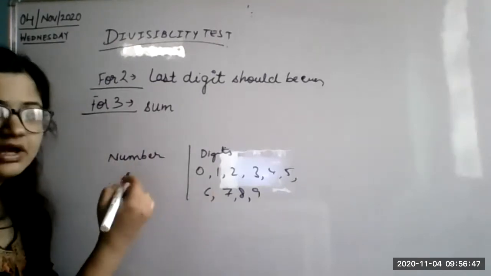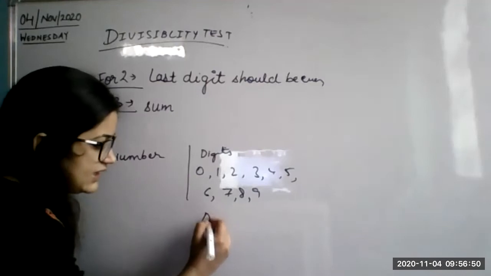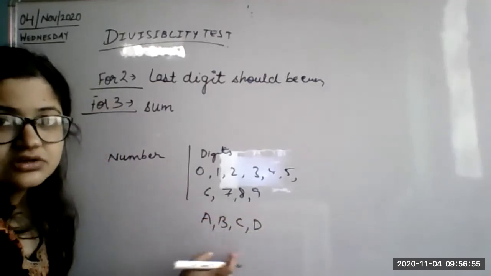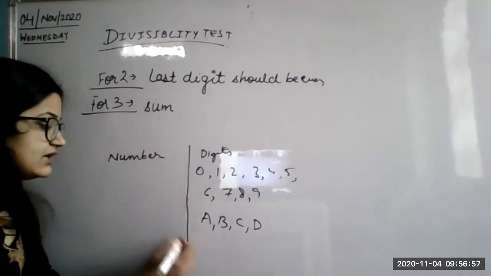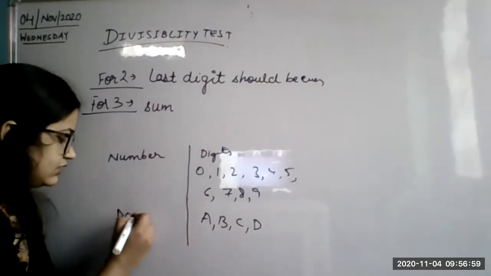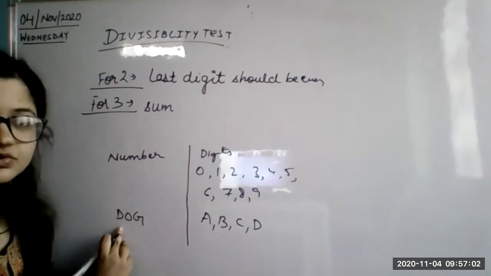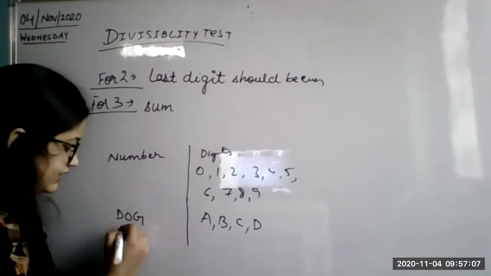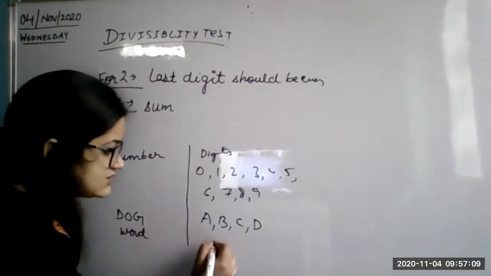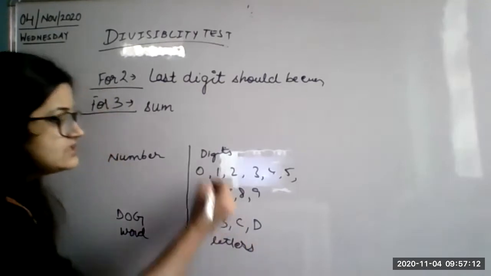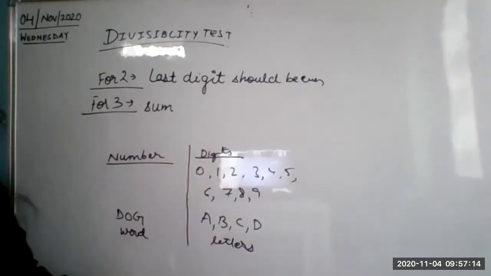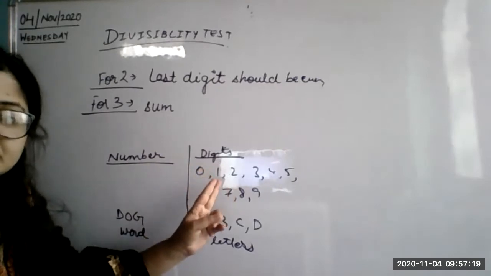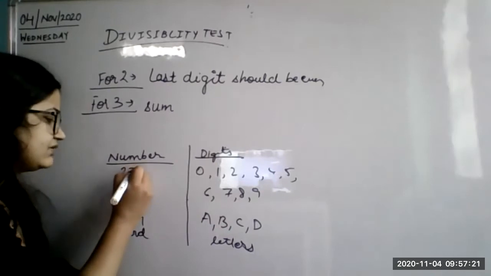Like alphabets are A, B, C, D. These all are alphabets. You say dog, D-O-G, it is composed of 3 alphabets. It is made up of 3 alphabets. This is a word, and these all are letters. So see the difference you have in digits and numbers. When you combine digits, they form a number. For example, 23.